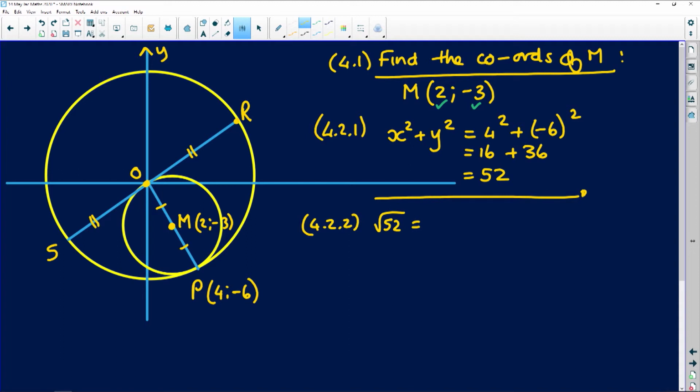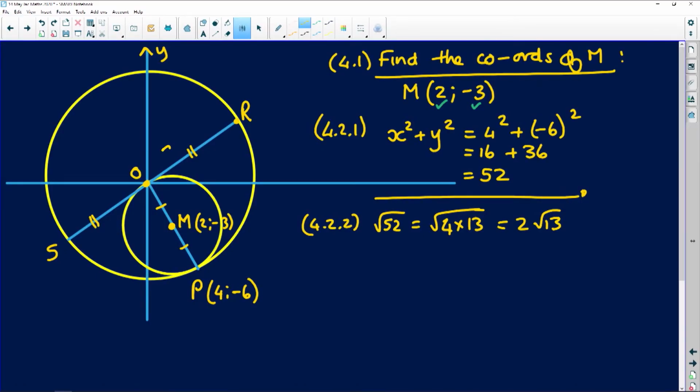52, the square root, I don't think we'll be able to. Yeah, we can. It's 2 times 26. So 4 times 13 then, instead of 2 times 26. And that gives us 2 root 13. Now we have the length of OP.